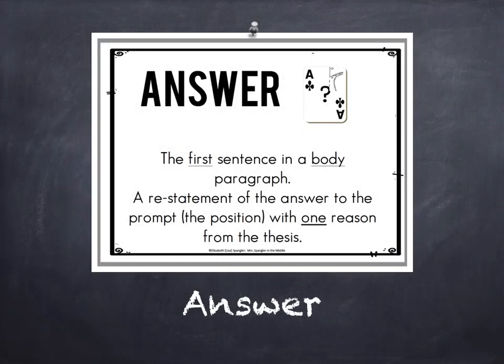The first sentence of the body paragraph will be where you answer your claim or state a reason for your claim. You should also be able to find this one reason within your thesis statement. This sentence also serves as the topic sentence for your paragraph.